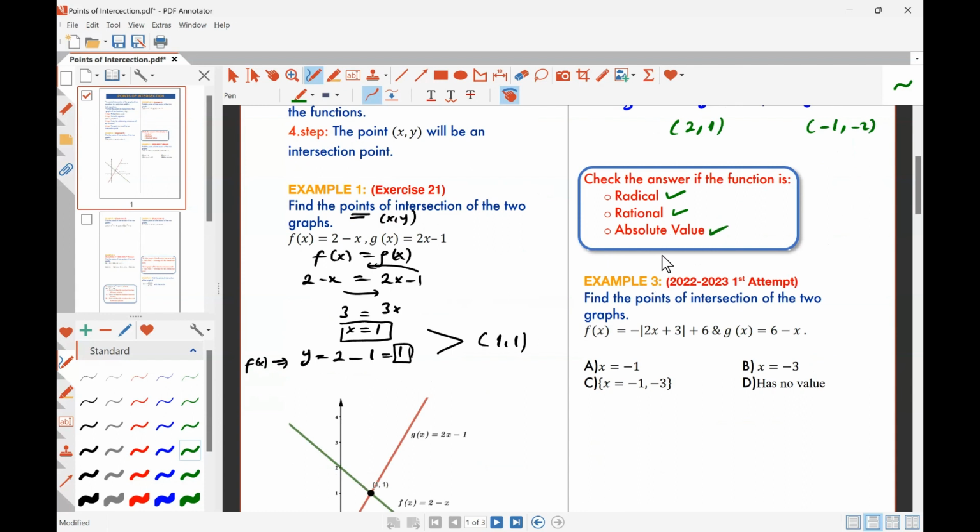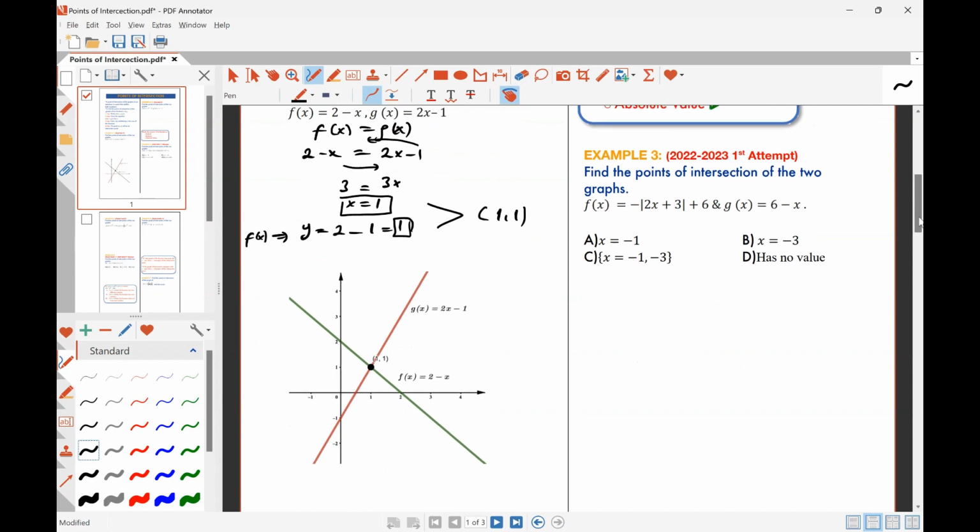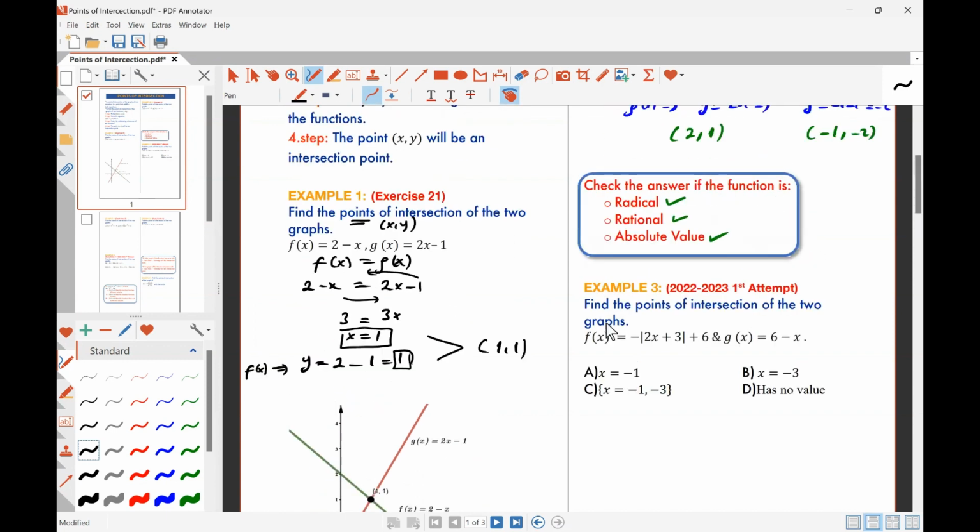We should check the result for x. Like this question. In this question, we will find x value and check the result at the end. So as always, we equalize functions together. f of x equals g of x. f of x is negative absolute value 2x plus 3 plus 6, and g of x is 6 minus x.